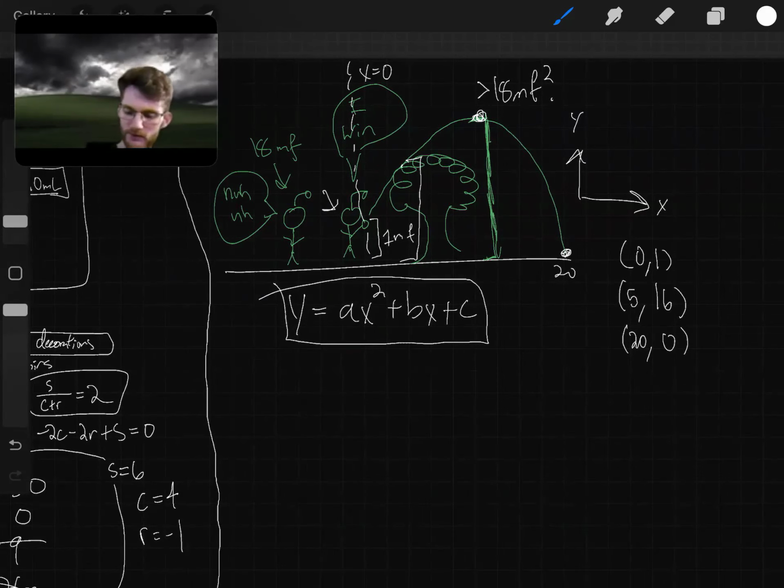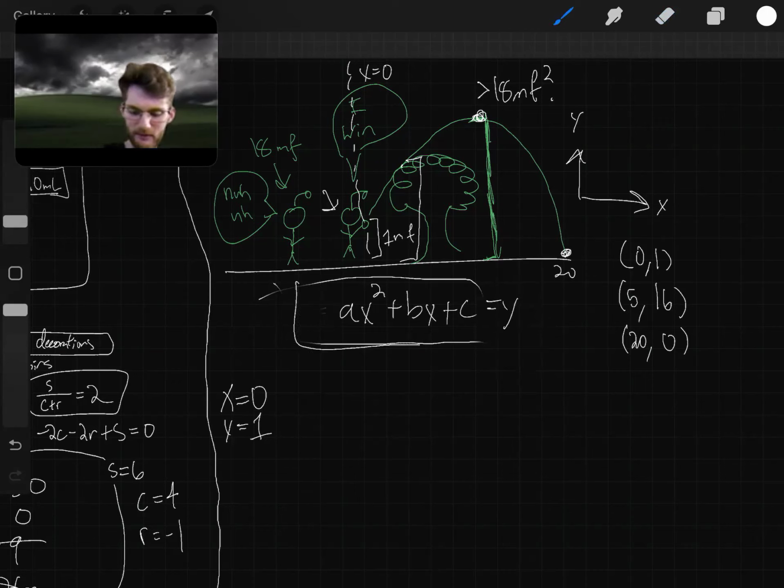So for the first data point, x equals 0 and y equals 1. That means we can write ax squared plus bx plus c. Just for clarity, let me write it like this, equals y. So same equation, I'm just moving y to the other side. If x equals 0, then we can forget about a and b. C remains the same, and y equals 1.